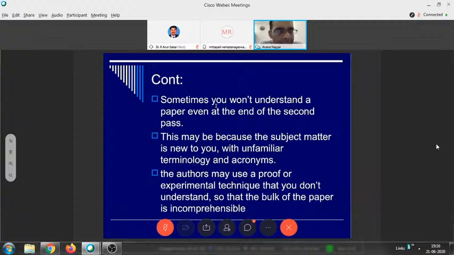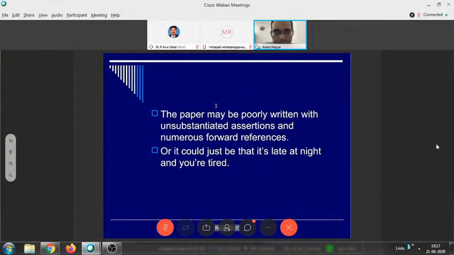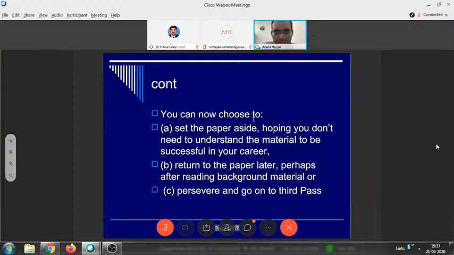If after the results they have not written the analysis, if they have not shown the data on the graph, remove that paper. This paper is a junk paper. I'm saying openly to all of you. If the analysis is not given, that paper is going to confuse you. Maybe the graphs are vague. So always mention the data values. The paper may be poorly written, or it may have numerous forward references, or maybe you are tired. But the other possibility is that the paper is a nonsense paper.